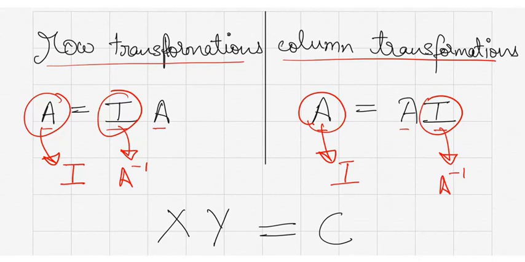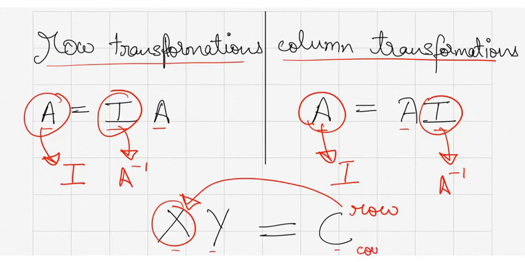Now, if you observe carefully, you would be able to guess that if we have two matrices X and Y, and we have a product C, if we apply a row transformation to the product, then we'd have to apply the same transformation to X, which is to the left of the multiplication sign, to maintain equality. And if we apply a column transformation to C, then we have to apply the same transformation to Y, which is on the right of the multiplication sign, to maintain equality. But is this actually true?